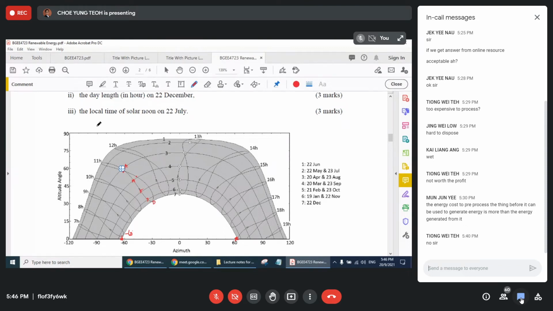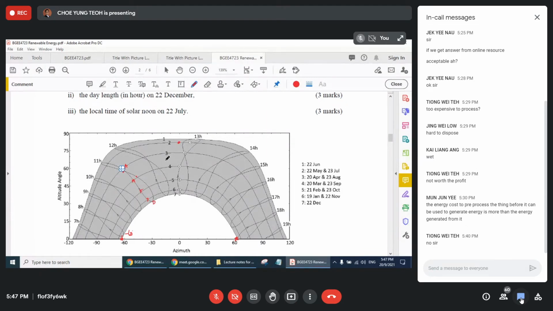Number 3, the local time of solar noon on 32nd of June. Local time on solar noon, 32nd of July. Sorry, 32nd of July. Where is 32nd of July? Line 2. So which point is it? I know that solar noon is at the middle. Line 2 middle should be over here.